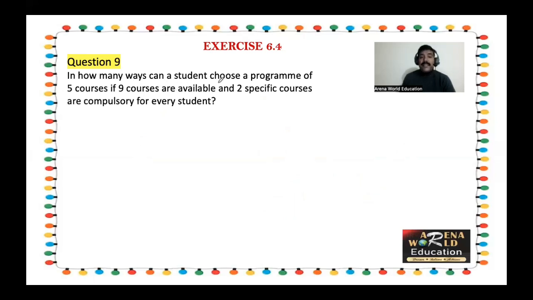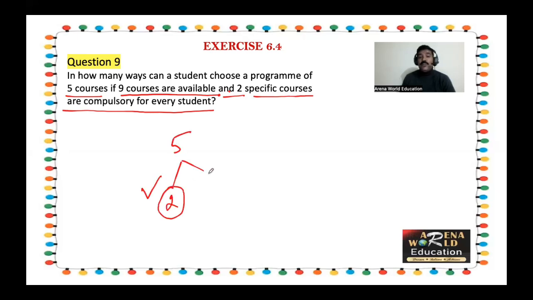In how many ways can a student choose a program of 5 courses if 9 courses are available? Right? Till this point, suppose this is a question, then answer will be what? 9C5. Right? But it is given 2 specific courses are compulsory for every student, right? So it means out of 5, 2 are compulsory. Everybody has to choose, and these remaining 3 are optional, right?